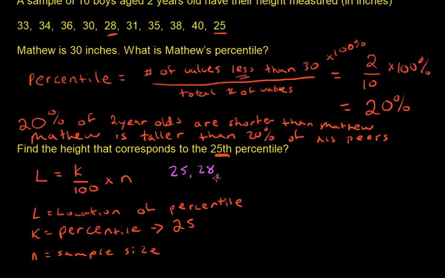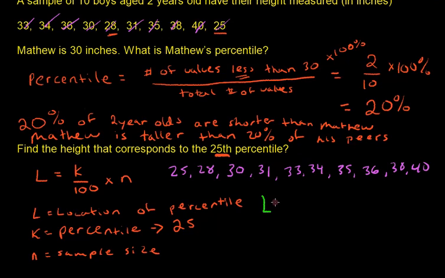25, 28. Let me cross out the data points as I go, so I don't miss any. The next one is 30, 30, 31, 33, 34, 35, 36, 38, and 40. All right, let's go ahead and use this equation.